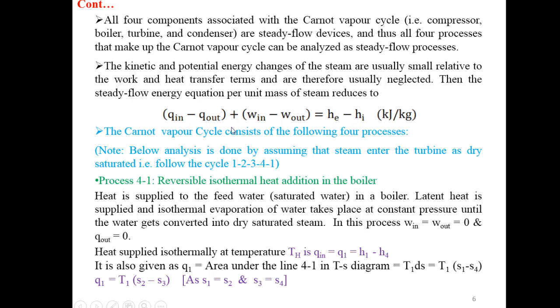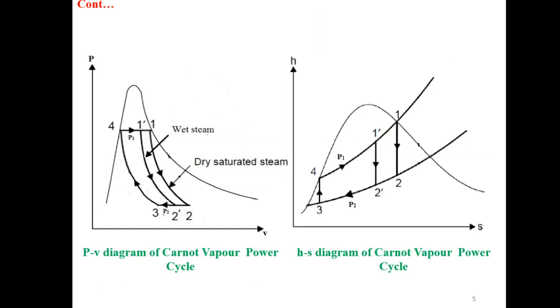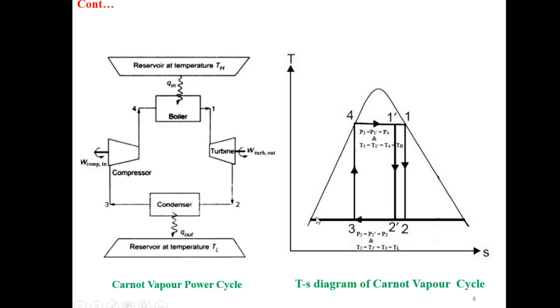So Q out will be equal to H2 minus H3. It is also given as Q2 equal to the area under the line 2-3 in the TS diagram. So this is the TS diagram, and the area under the line 2-3 will be equal to this TL. TL equal to T3, T2 dash and T2, and the value of the pressure is P2 equal to P2 dash equal to P3.